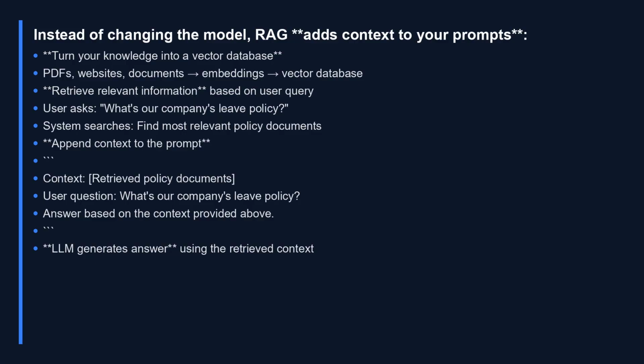Here's the core idea. Instead of changing the model, you change what it reads before answering. The pipeline has 4 steps. First, you convert your documents, PDFs, websites, internal wikis, into embeddings and store them in a vector database. Second, when a user asks a question, you search that database for the most relevant chunks. Third, you prepend those chunks to the prompt as context. Fourth, the model reads that context and generates an answer grounded in your actual documents. The model itself never changes. You're just feeding it better information at inference time.